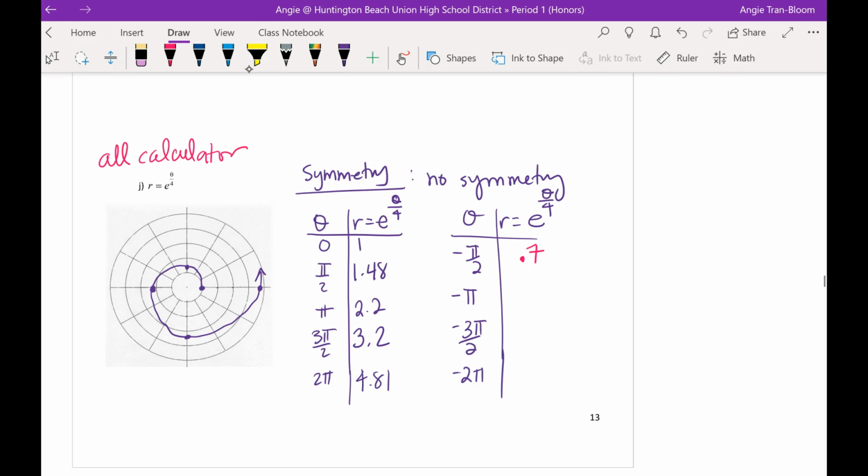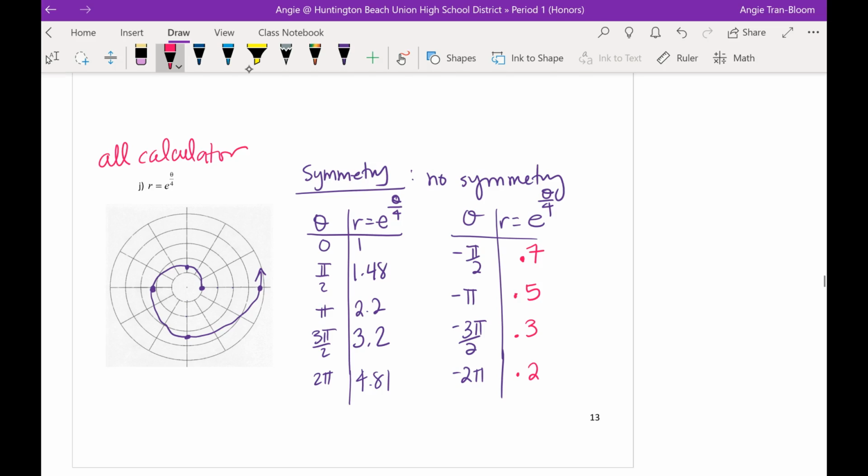How about negative pi? Punch it in manually. So my first dot is a 0.7. So remember, I'm going clockwise now. 0.5 or 0.4? 0.5, okay. How about manually punching in negative 3 pi divided by 2 divided by 4 and then e to the power? What is that value? 0.3. So what's happening as you're going clockwise? What was happening at negative 2 pi? 0.2?